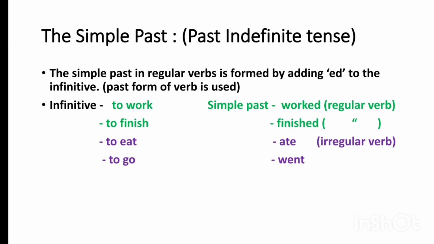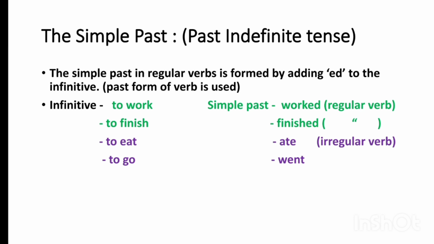In simple words, as far as the past indefinite is concerned, we always use the second form of the verb, the past form of the verb. The infinitive may be to work or to finish. The simple past will be worked, finished. By using ed we can easily change the verb into past form. But there are certain irregular verbs as well, so you have to learn all these irregular verbs.